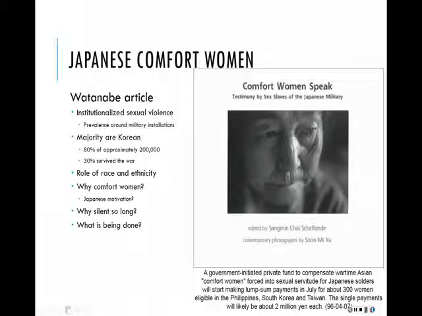So we think about what is being done. This is the effort by the international community and the Japanese government. So they initiated a private fund to compensate wartime Asian comfort women forced into sexual servitude for Japanese soldiers. And so there is this remuneration, if you will, for those particular women involved. And there is this connection to sex tourism today. Sex workers' military men are replaced by businessmen. There are sex tours that gentlemen can go on as they travel across the globe. And so it really is a continuation of the commodification and dehumanization of women and their bodies.